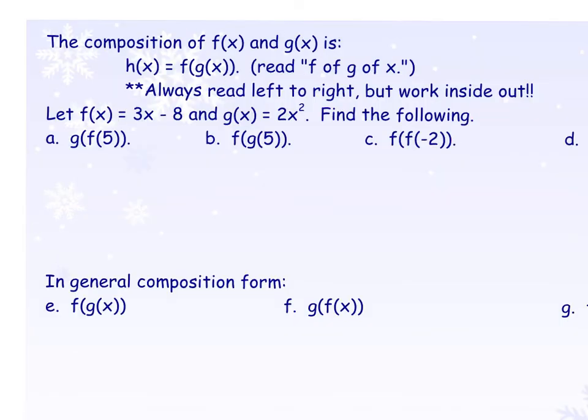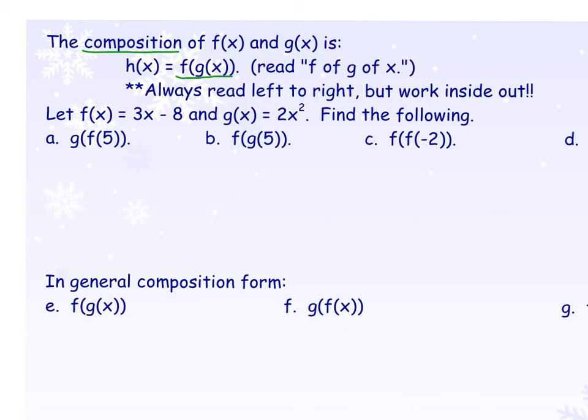The last thing we have for lesson 6.3 is composition. It says the composition of f of x and g of x is f parenthesis g parenthesis x. This would be the composition, and that's read f of g of x. We always read it from left to right. So whatever the letters on the outside, that's where you start. But we actually calculate our solution inside out.